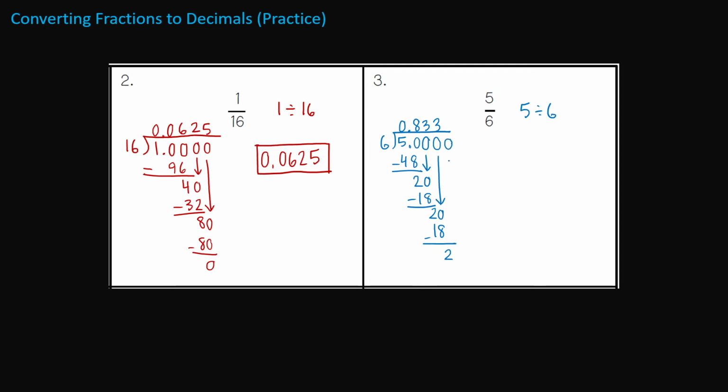If we kept adding zeros and bringing them down to the remainder, this pattern would repeat over and over again. So this decimal is 0.83 repeating. Now notice the repeating bar is only over the 3. That's because the 3 is the only number that repeats. The 8 stops. So this is a repeating decimal, 0.83 repeating, and the 3's repeat infinitely.